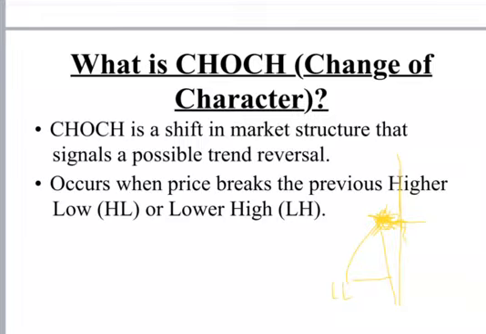Are you with me now? So understand the difference. On one person's chart that I was explaining in the class, they marked the wrong change of character. That's what I'm trying to explain now. When the market breaks it with a wick, it is the wrong change of character. The market must break it with the body. Okay, so let's proceed.